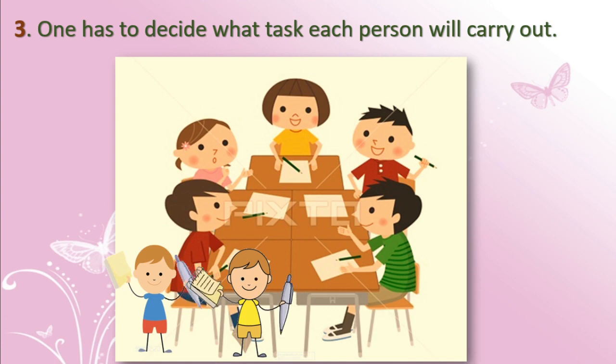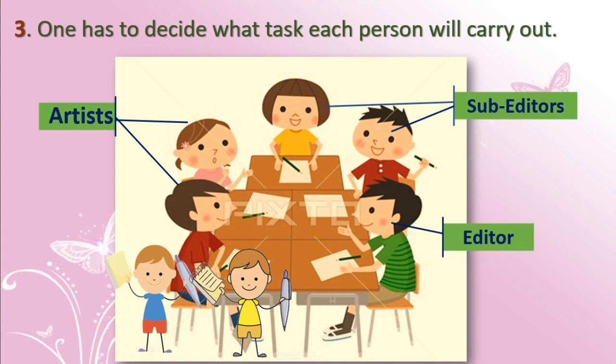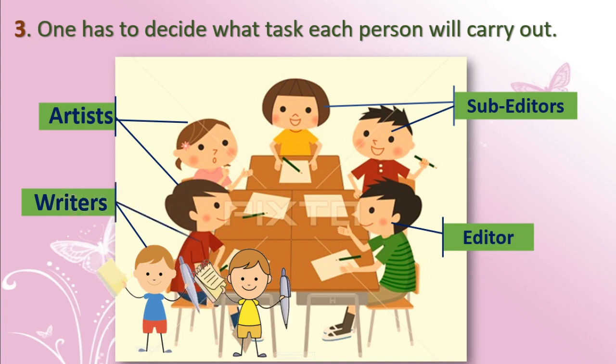One has to decide what task each person will carry out. This is the third step in management. This is a group of 7 students. They decided to have one editor, the main person, the group leader. And these two are sub-editors. Sub-editor means they will look after each and everything. Then these two are artists because their drawing is nice. They will draw the diagrams in the project. And these two will write whatever is to be written on the project, because they have nice handwriting. Got this, children? Like this, they decided to work in one group.